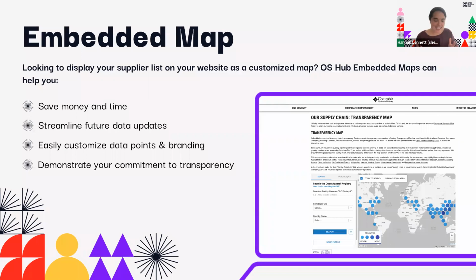So essentially the idea here is you've uploaded data to Open Supply Hub. You can pull just your data and even additional data points that you're interested in sharing that aren't available in the full Open Supply Hub, and sort of format them into a customized map on your website that has the data points you want, that has some customizations to match your brand, and that will automatically update with your data whenever you update Open Supply Hub, but you don't have to do the custom building yourself. We take care of that for you.